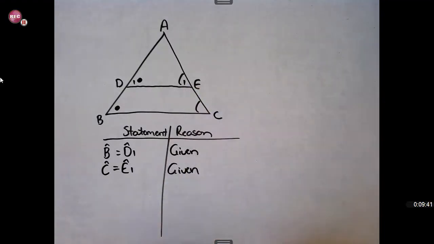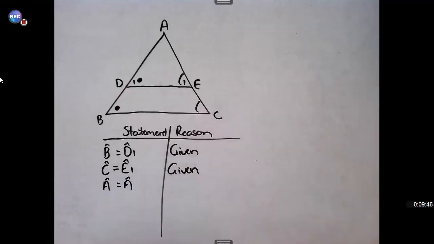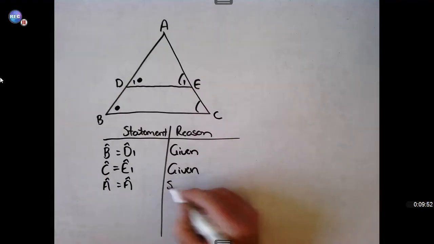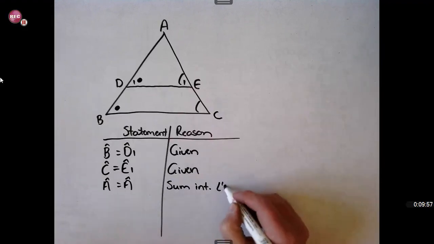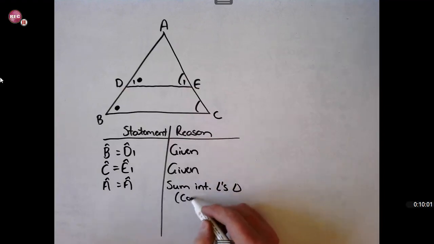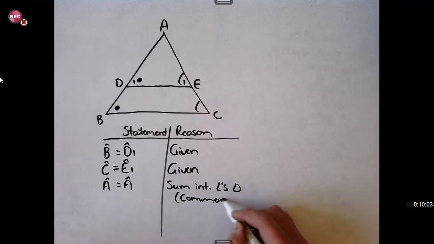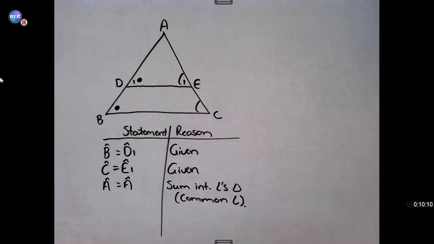Then you must understand that angle A is equal to angle A because both the triangles share that angle. And your reason there would obviously be sum of the interior angles of a triangle, like we did with the previous one, as well as you could also say that this angle over here is a common angle. Remember, with congruency we used a common side, and this could be a common angle. Okay, then I've got all of this. I can now make a conclusion.